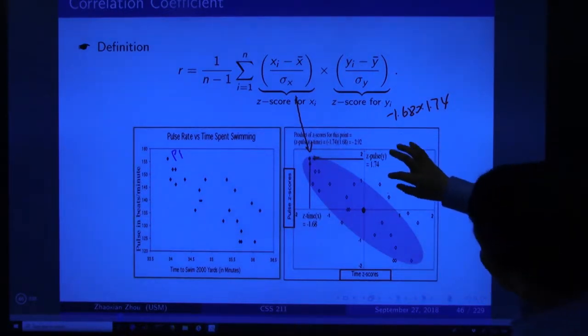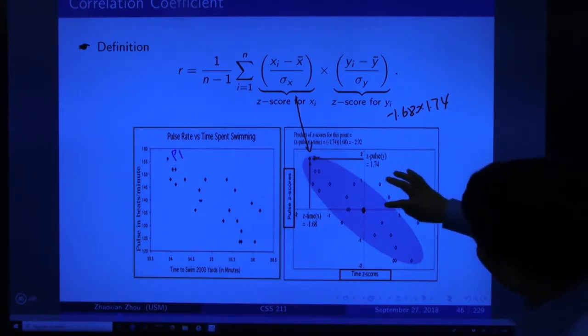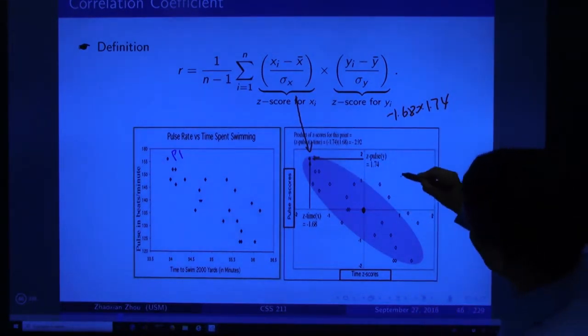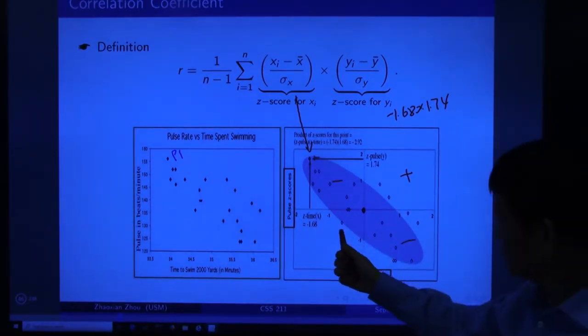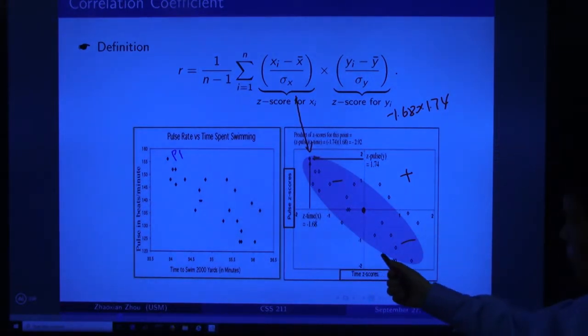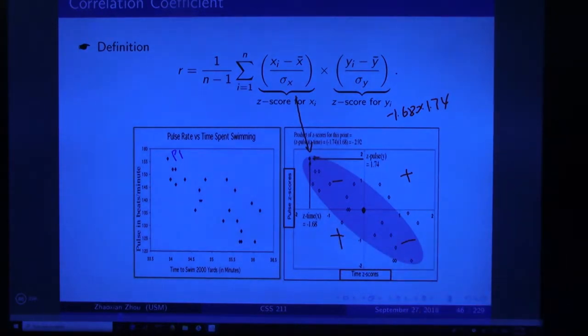But for the point here, this is a positive z-score for x and a positive z-score for y, and so this product is positive, this is negative, this is negative. And for the point in the third quadrant, the z-score for x is negative, the z-score for y is also negative. So negative times negative is positive. So this is also negative, positive.